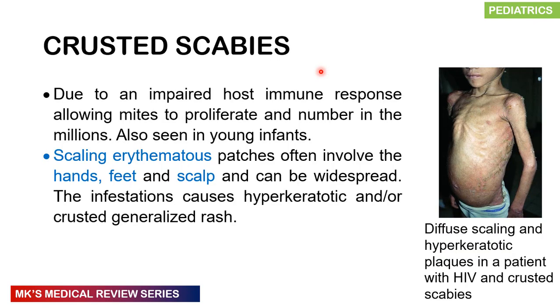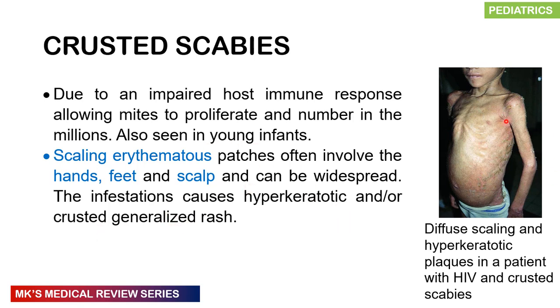Now, you may also have crusted scabies. This is what we often see in patients that have an impaired immune response. So remember that the mites are going to be allowed to proliferate because the immune system is not there to keep them in check. So you may get an individual having millions of them. Remember, in classic scabies, we only had about 10 to 12 of them, but here we can have millions of them. And this is also seen in young infants. So you get scaling erythematous patches that often involve the hands, the feet, the scalp, but can also be widespread. So the infestation results in a hyperkeratotic and crusted generalized rash.